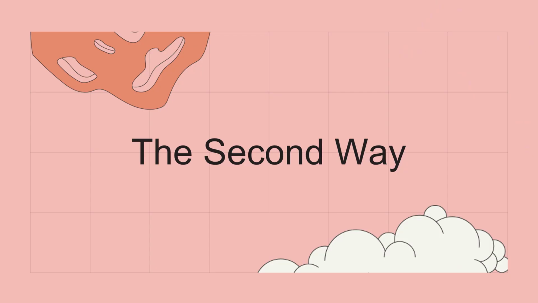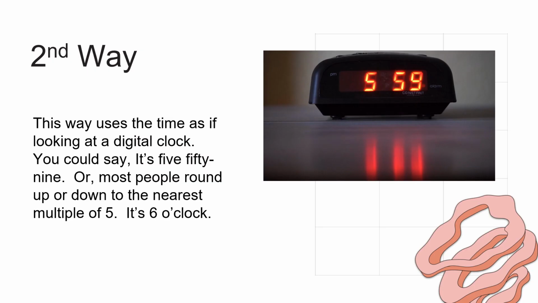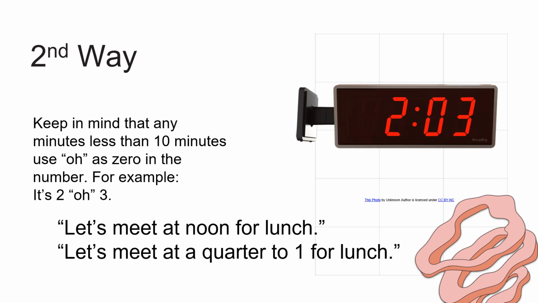The second way. This way is much easier. It uses the time as if you're looking at a digital clock. You could say, it's 5:59. Or most people round up or down to the nearest multiple of 5, and so they'd say it's 6 o'clock. In the second way, keep in mind that any minutes less than 10 minutes use O as the 0 in the number. For example, 2:03.